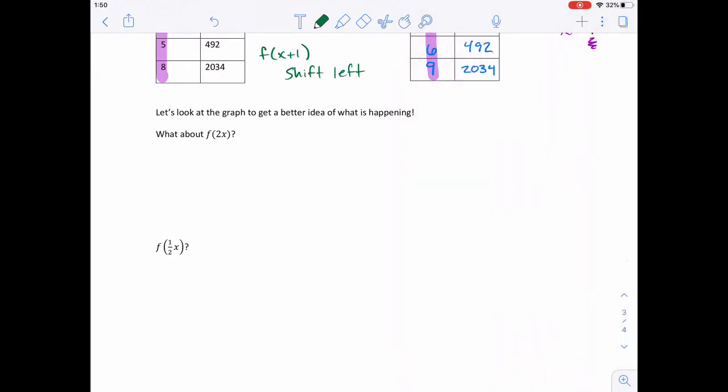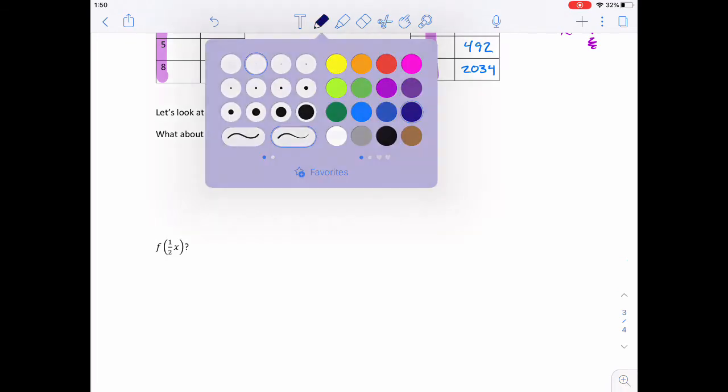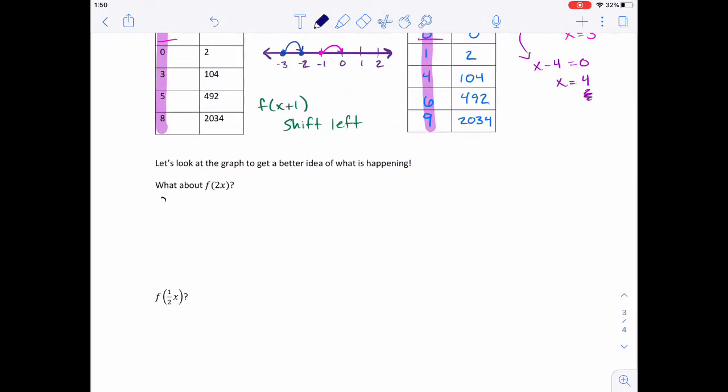And so I want you to take a second and think, based on our previous conversation, what do you think is going to happen when we put a 2 on the inside? Well, let's actually look at our function. Remember that f of x is equal to 4x cubed minus 2x plus 2. So if we put a 2 on the inside, it's on the inside because it's inside of our parentheses, then we have 4(2x) cubed minus 2(2x) plus 2.